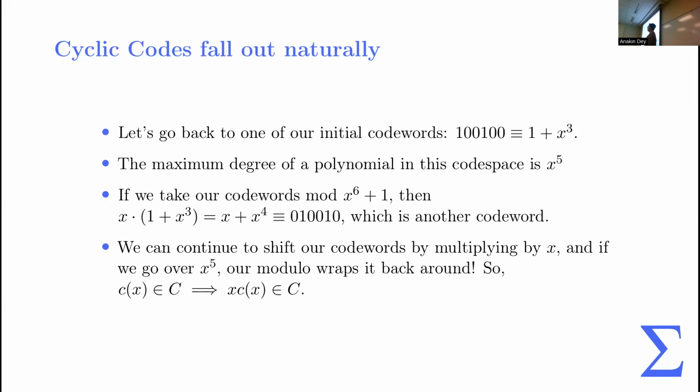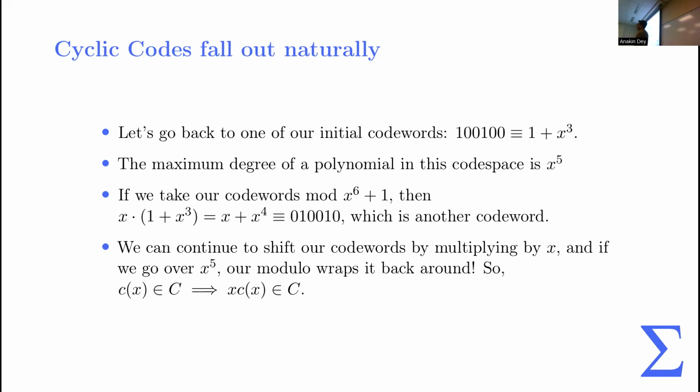We can continue to do this. Multiplied by x squared, you get x squared plus x to the 5th, which is our polynomial shifted 1 to the right. And if we did it again, we multiplied by x cubed, we'd get x cubed plus x to the 6th, but that x to the 6th would turn into 1, and we'd get our original polynomial back. Right?